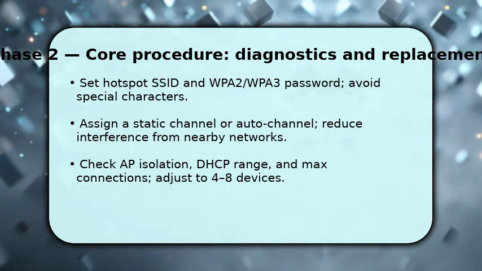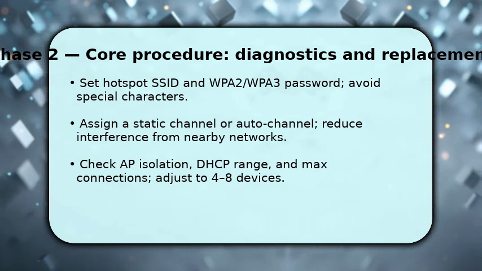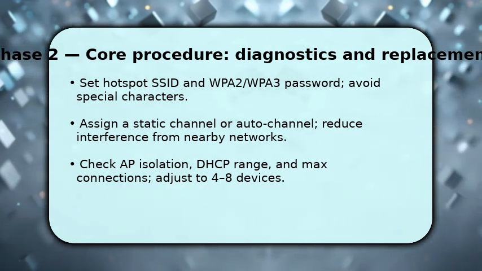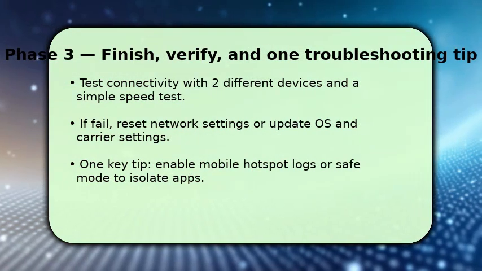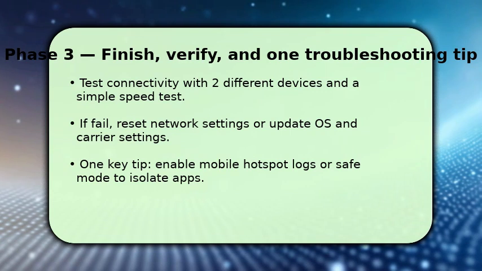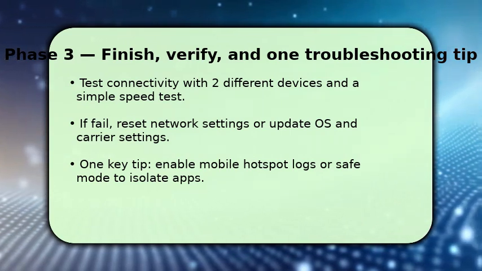Verify DHCP is providing addresses and the pool isn't exhausted. Set max connections to 4 to 8 devices for reliability. Once configured, you finish by testing with 2 different client devices and running a simple speed test. Check DNS resolution and ping a reliable host.